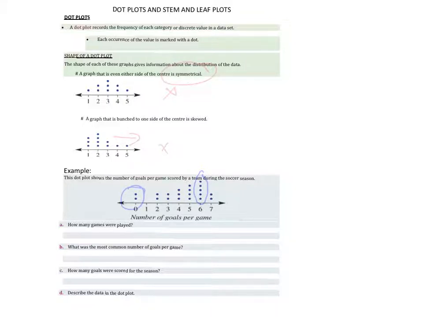So how would we answer this first question? How many games were played? Well, how many dots are there? If you count all the dots, there are 20. So therefore, 20 games were played. What was the most common number of goals per game? So what they're really asking here is which value has the most dots, and the value that has the most dots is the 6. So therefore 6 goals in a game occurred most often. So therefore our answer here is the 6, the one with the highest frequency, if you like.